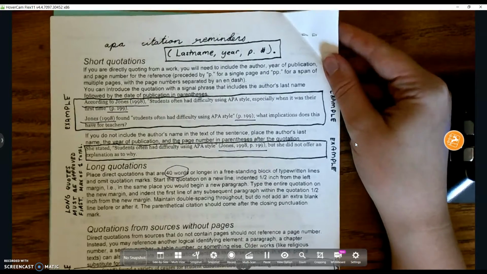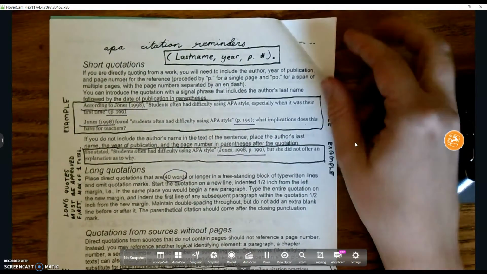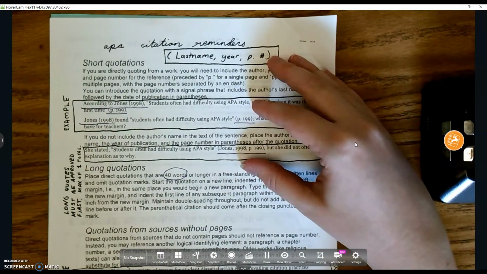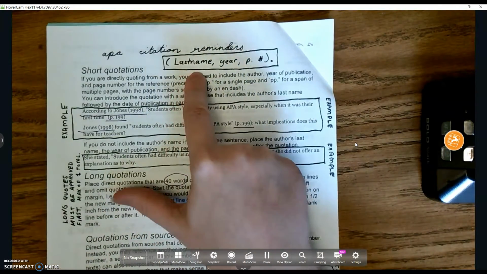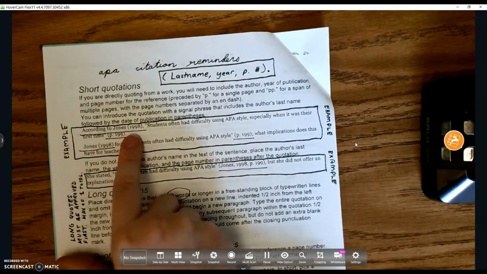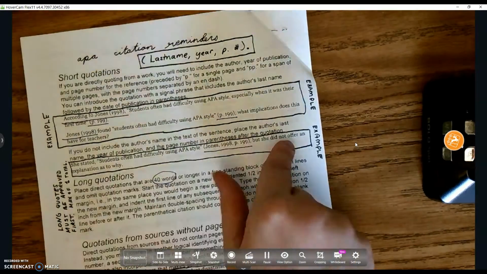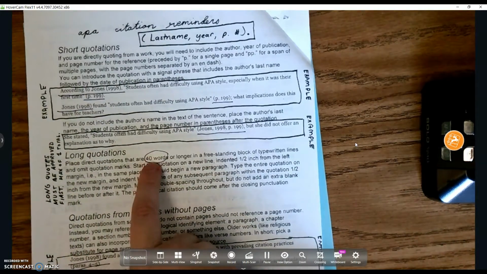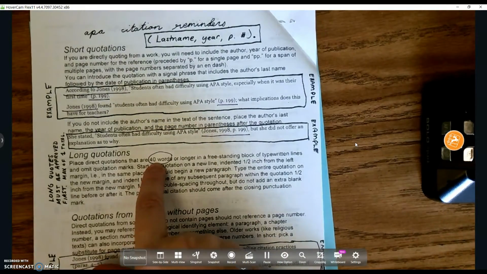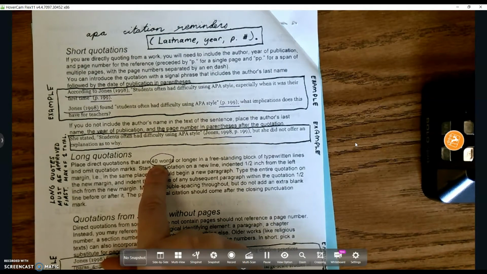Looking at y'all's annotated bibliographies, I did notice a place of struggle with your citations and quote usage, so do make sure you are using this resource. Your citations need to have last name, year, and page number. And you can see some examples and some sentence structures that you can use. Notice I even wrote example on the side for you. Now look, 40 words or more is going to be a long quote. It's going to end up being a block quote.